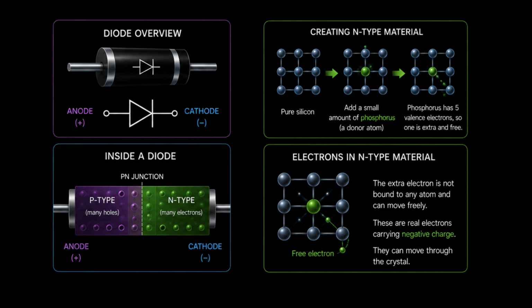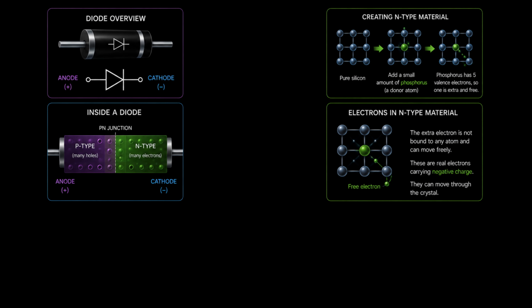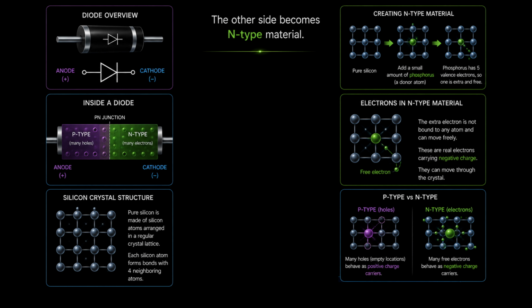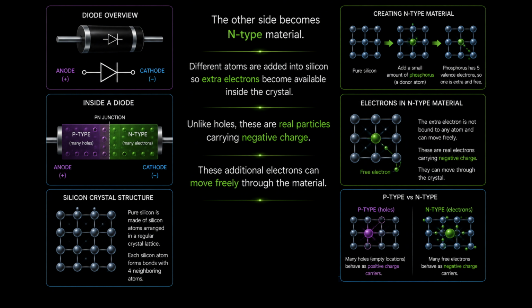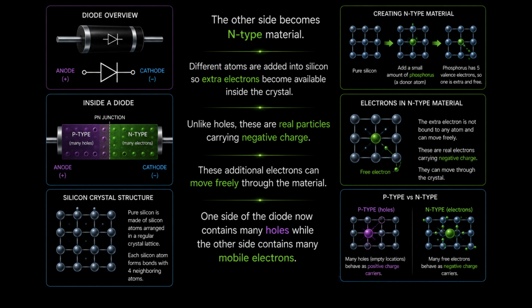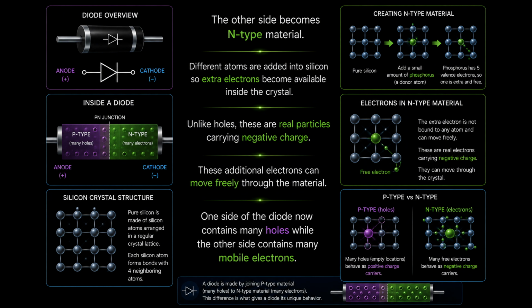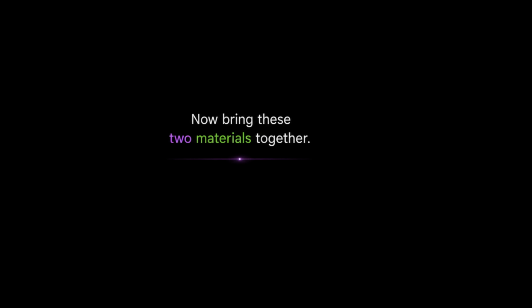Different atoms are added into silicon, so extra electrons become available inside the crystal. Unlike holes, these are real particles carrying negative charge. These additional electrons can move freely through the material. One side of the diode now contains many holes, while the other side contains many mobile electrons. Now bring these two materials together.